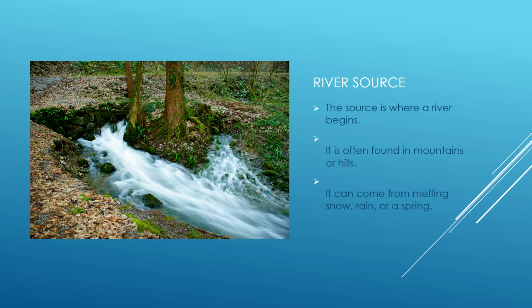Now we're going to talk about the source. So what is a source? A source is where a river begins, or the start of a river. It is usually found high up in mountains or hills, where there is rain or melting snow. From the source, gravity pulls the water downhill and the river starts to form. So this is the beginning of every river's journey to the sea.